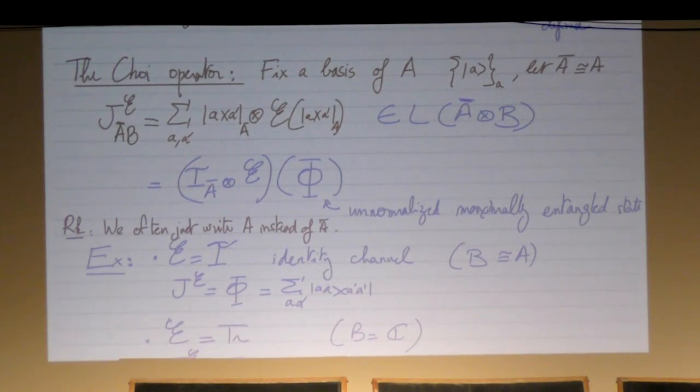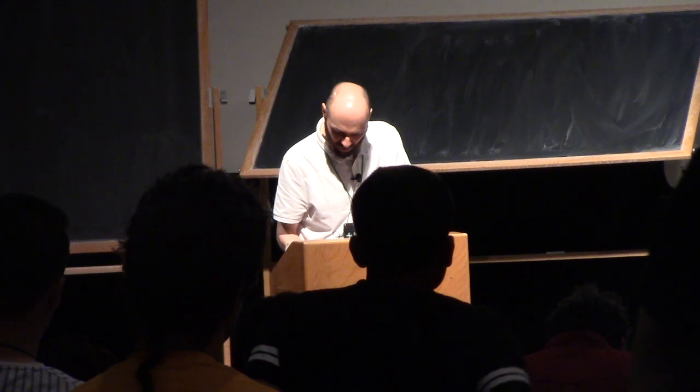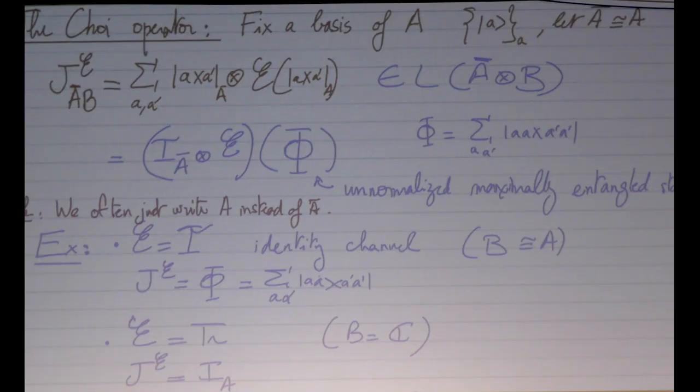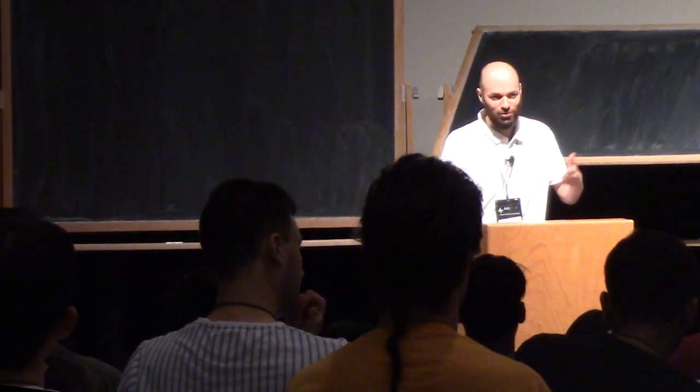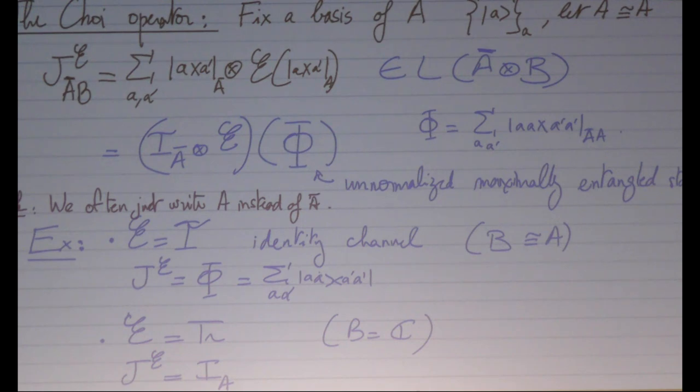Notice that here I took this state to be unnormalized. I didn't write it, maybe I should. If you normalize it by one over the dimension of A, then this will become a state, and so sometimes you talk of the Choi state of a quantum channel. I will interchange the Choi operator and Choi state; the only difference is a factor of the dimension of A.